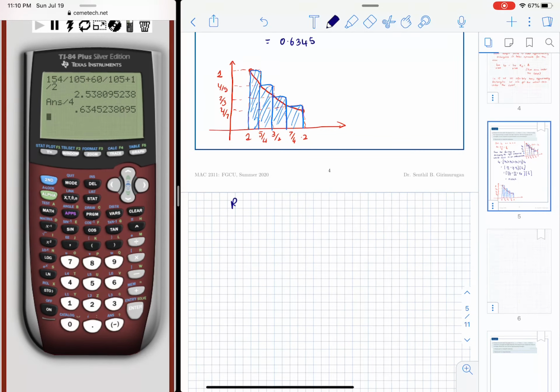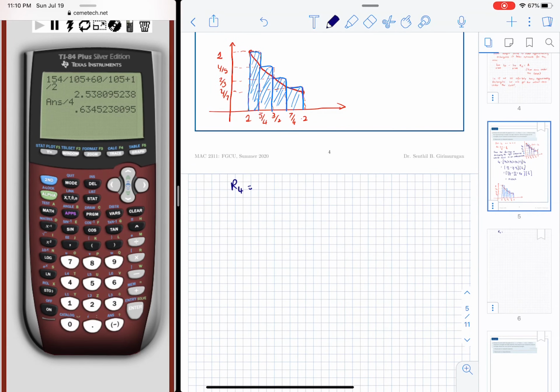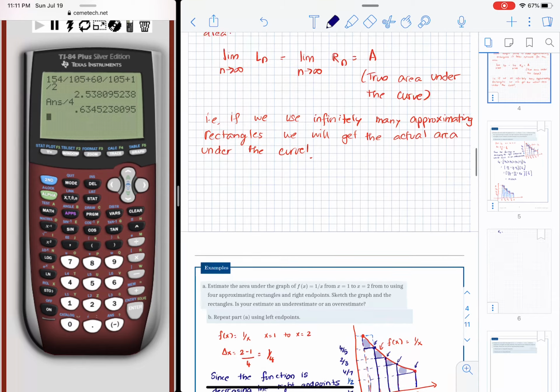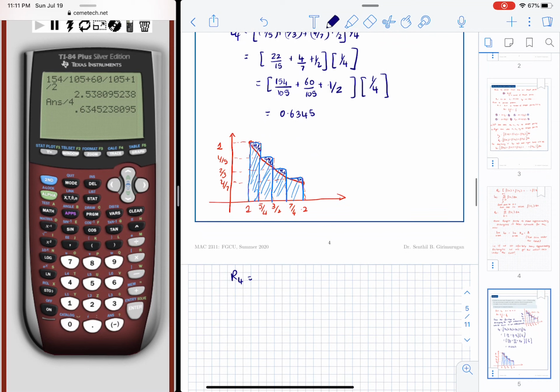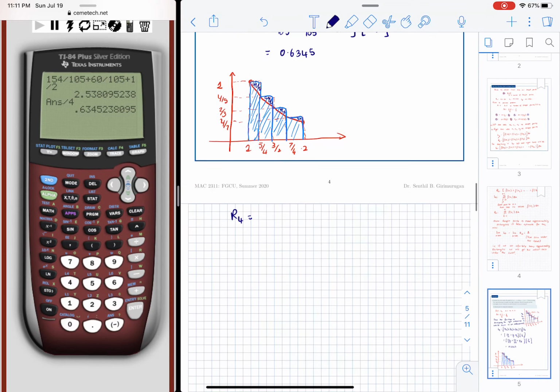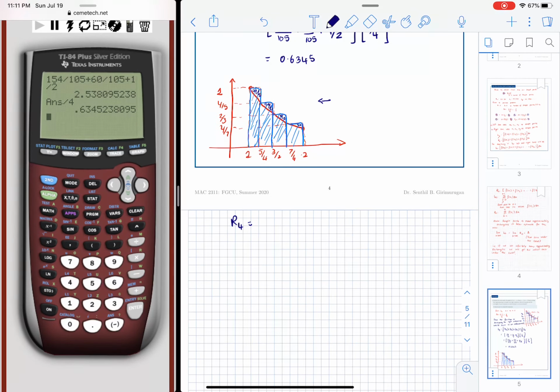Now, the R4 part, the right sum, we have the height. Clearly, we have extra amounts here, so this is going to be an overestimate. Again, this is slightly different from the previous problem because that is an increasing function. This is a decreasing function, so things would just flip, and you've got to be careful in determining the right sum and the left sum, and if it's an overestimate or an underestimate.